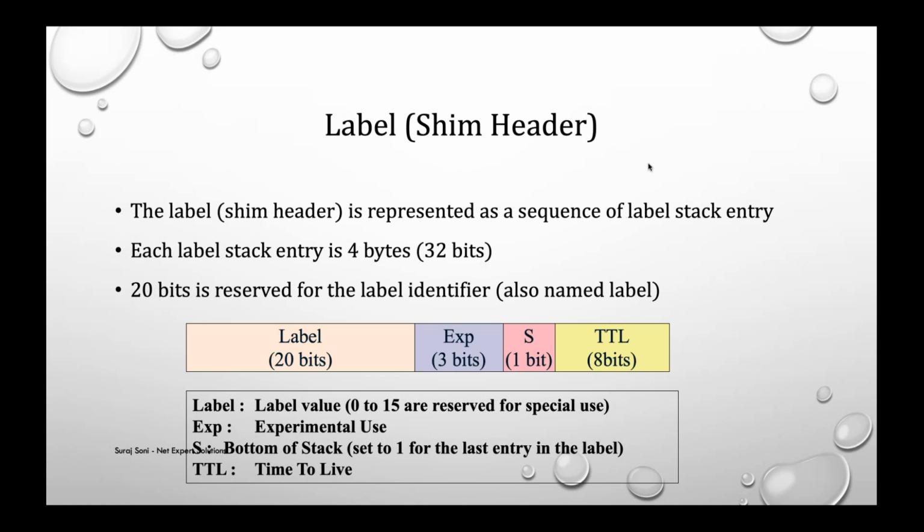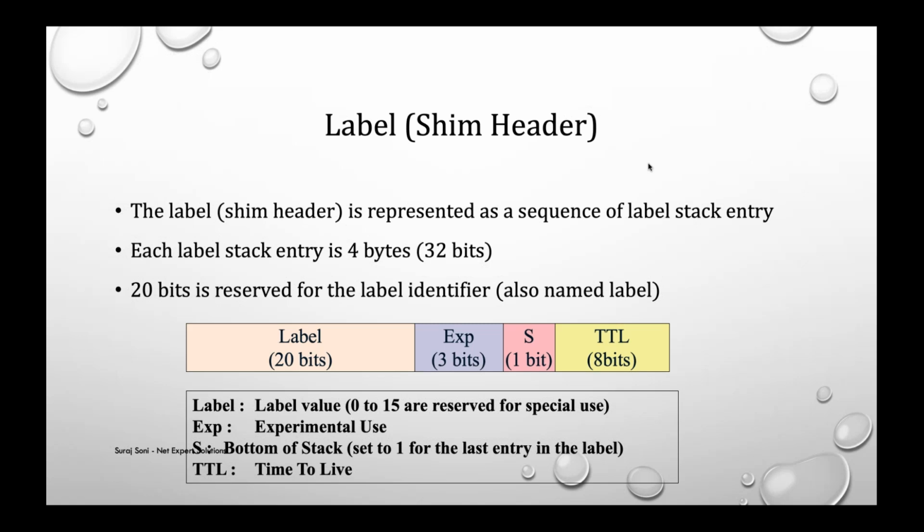Then we have the S bit, which is a 1 bit field. The S bit is used as the bottom of the stack, set to 1 for the last entry in the label stack. Right now it does not make much sense for you, because we are talking about just one label.